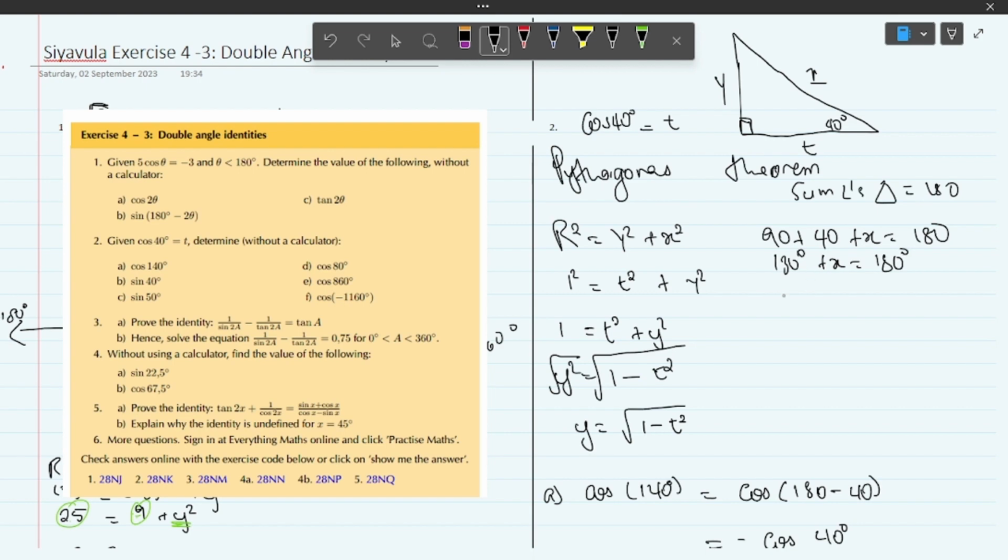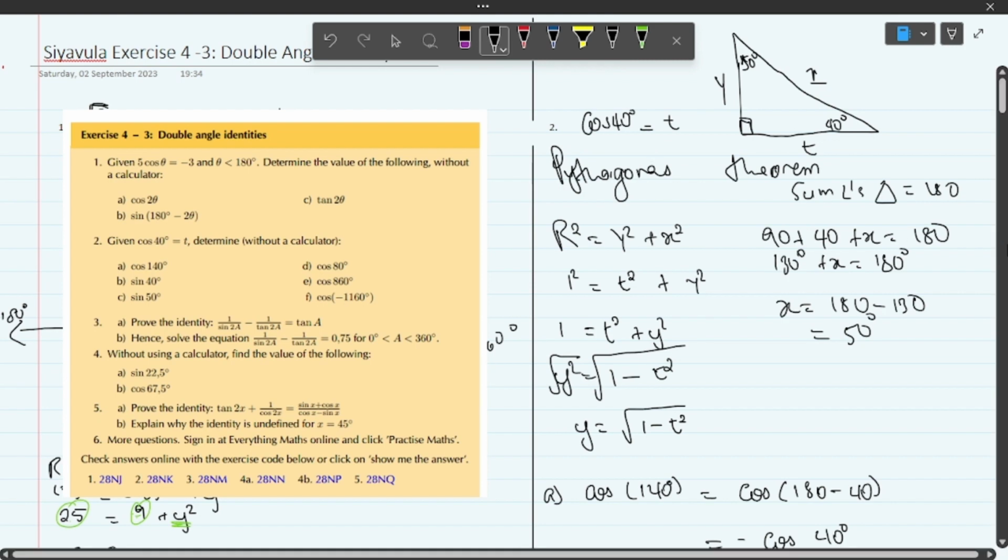So x is equal to 180 minus 130, so x is equal to 50 degrees. So this angle here, x, is equal to 50 degrees.